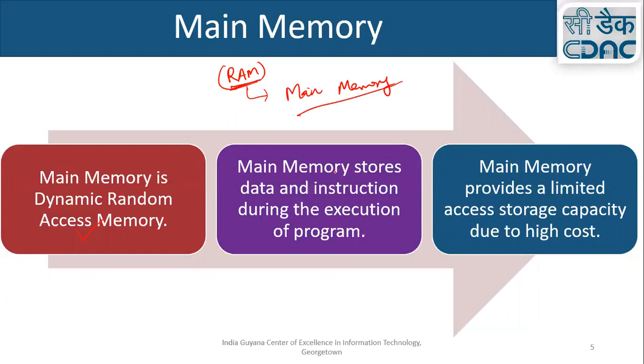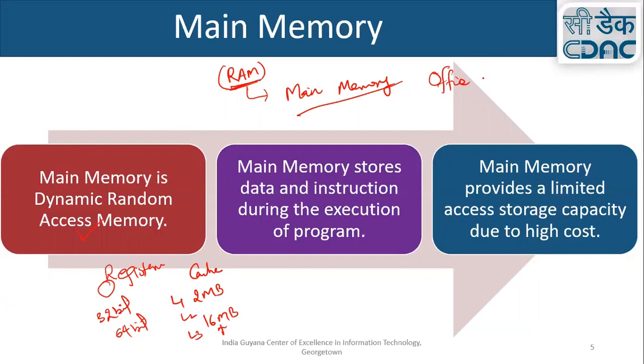So main memory stores data and instructions during the execution of the program. You already know what the size of a register is. It's 32-bit to 64-bit. Yes or no? And what is the size of cache memory? 2 megabytes to 16 megabytes, depending on L1, L2 or L3 cache. It's again a small memory, because if you install Microsoft Office, the size of Microsoft Office is around 2 gigabytes. So you can't store this Office program inside your cache memory.